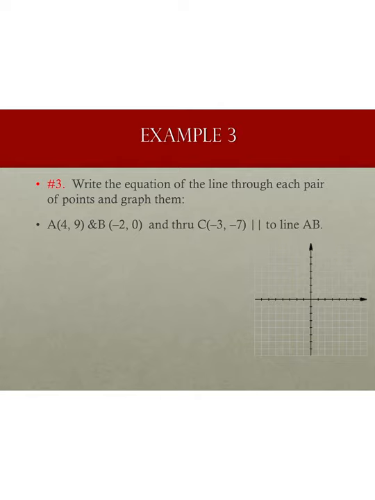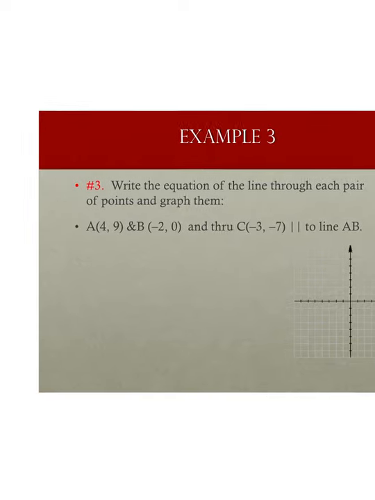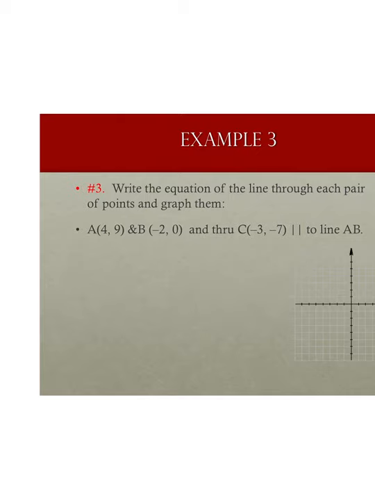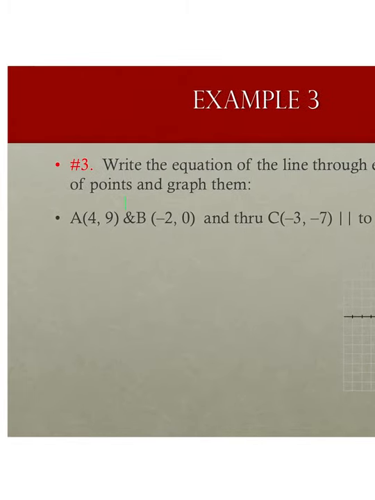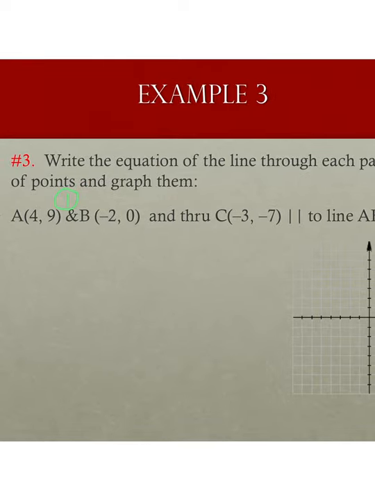We are going to write an equation of a line through each pair of points, and then we're going to graph them. So here, these directions could be a little tricky. It says point A goes through 4, 9, and B, negative 2, 0, and through negative 3, negative 7, parallel to line AB. So basically, the way that this is written can be confusing. We are basically writing 2 different lines. We're writing this one that's going through point A and B, and then the second line we're going to write goes through a different point, but it is parallel to line AB.